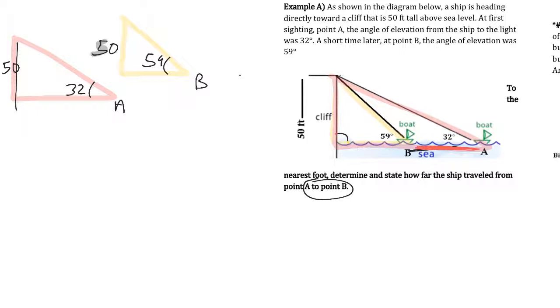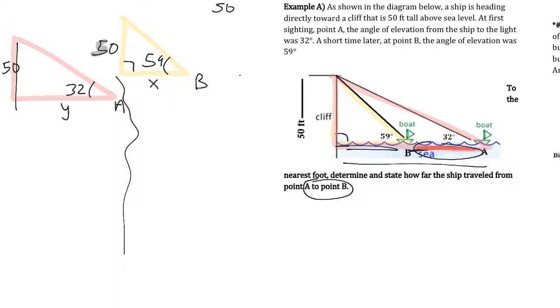So we have to find B to A. We need the bottom of these triangles. So I'm looking for this side, and I'm looking for this side. It's just two problems in one. So to find the yellow triangle, the bottom, I have a right triangle, I have an angle on the side, so I'm going to use trigonometry and think about SOHCAHTOA.